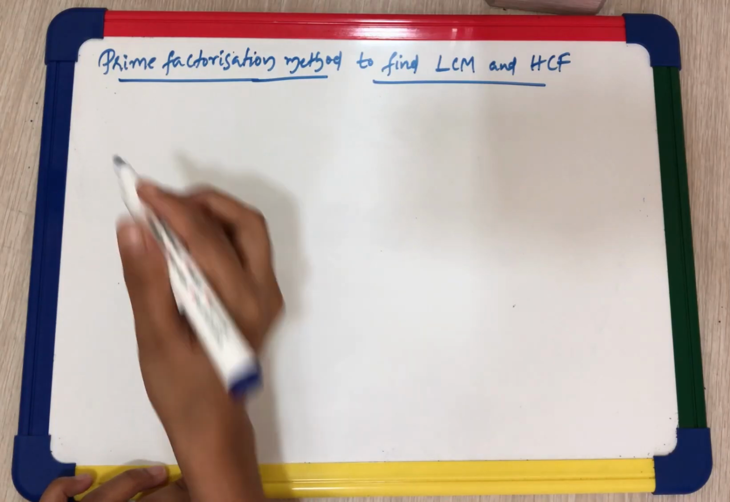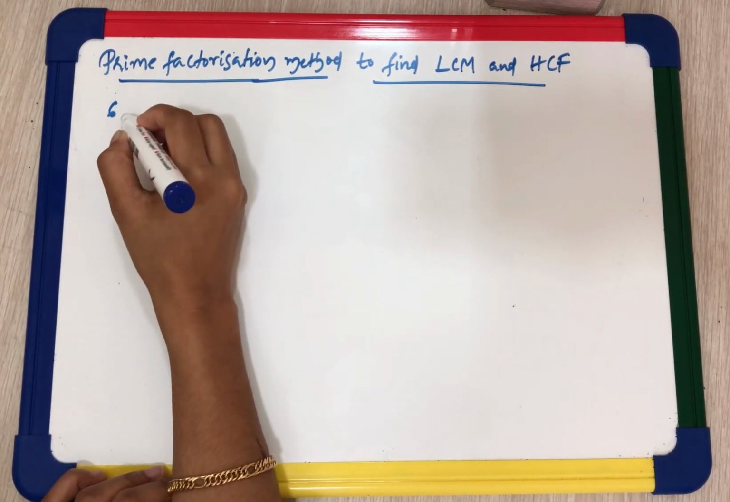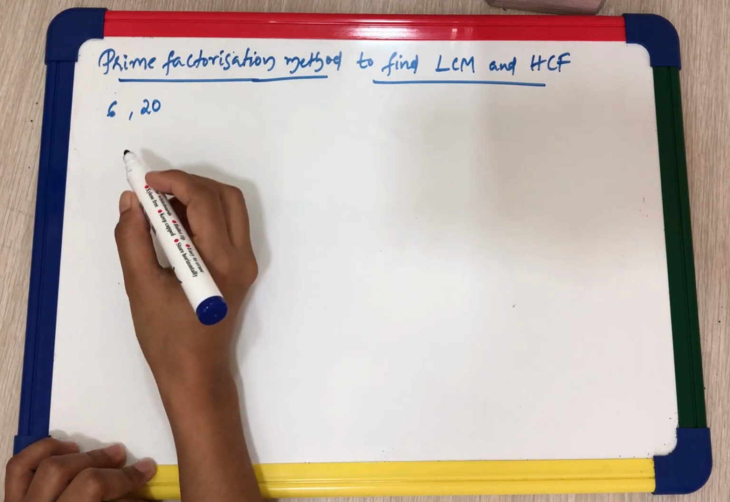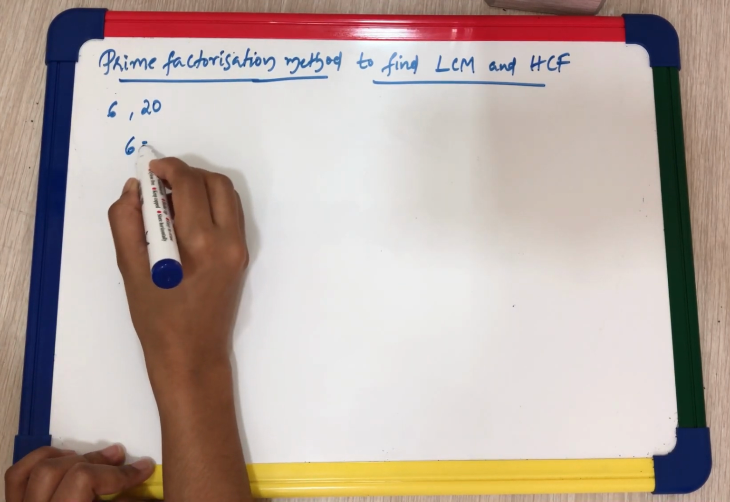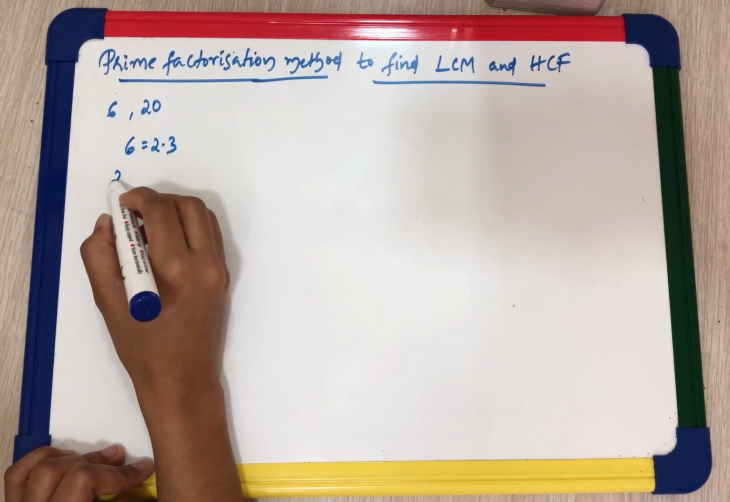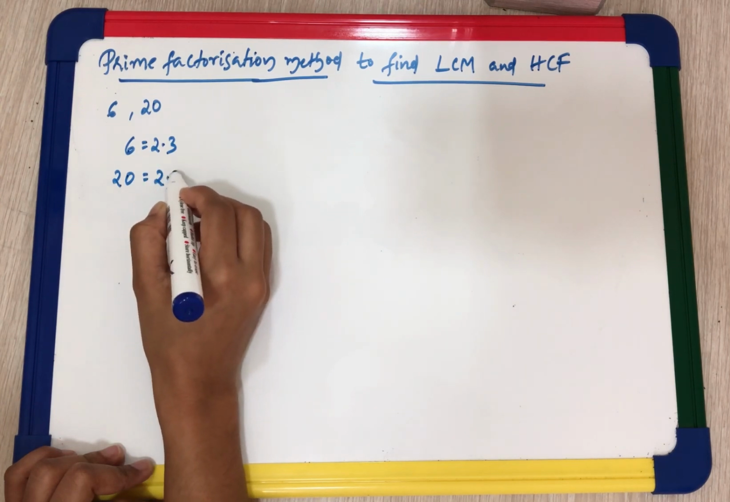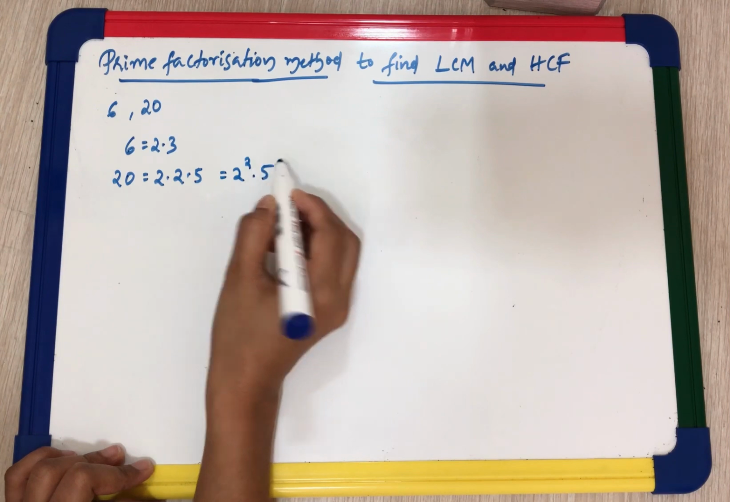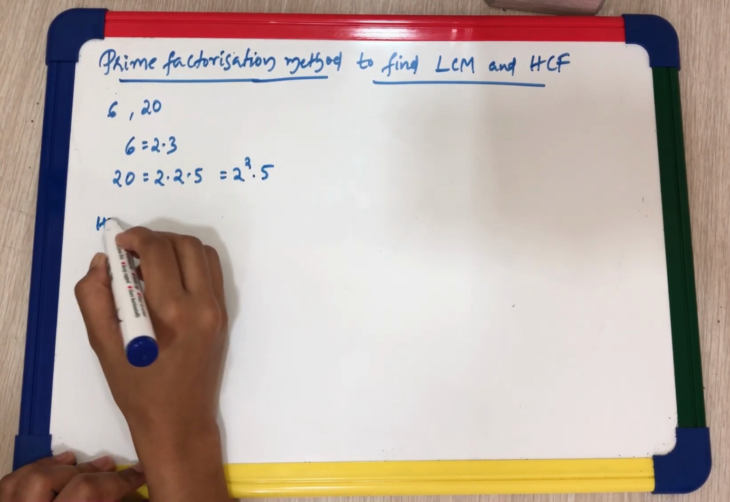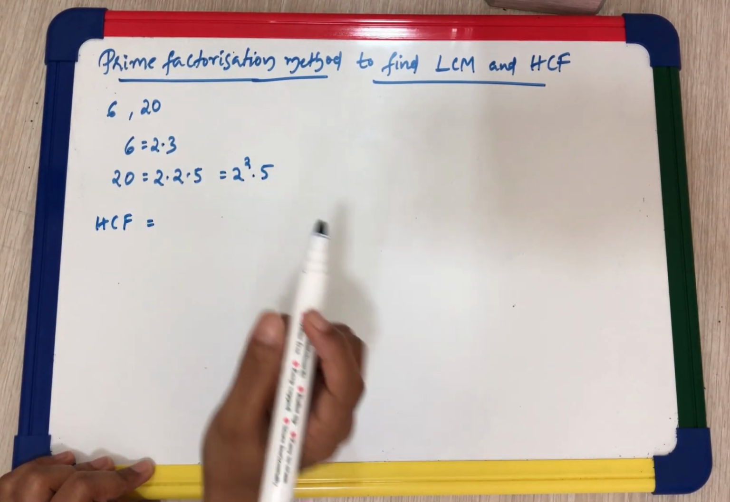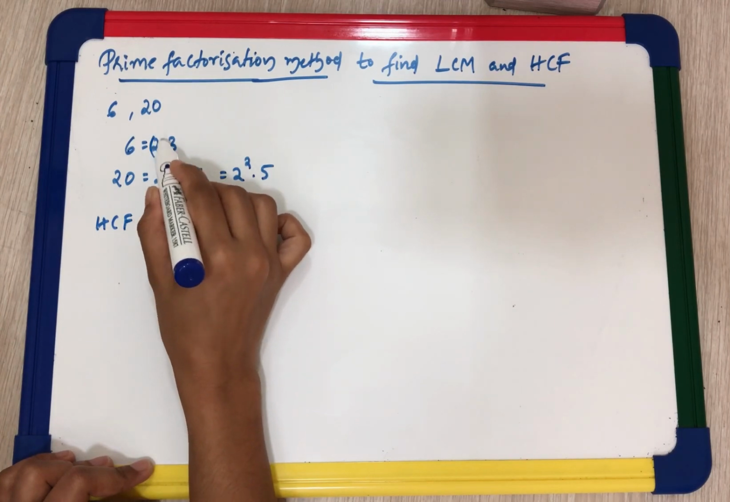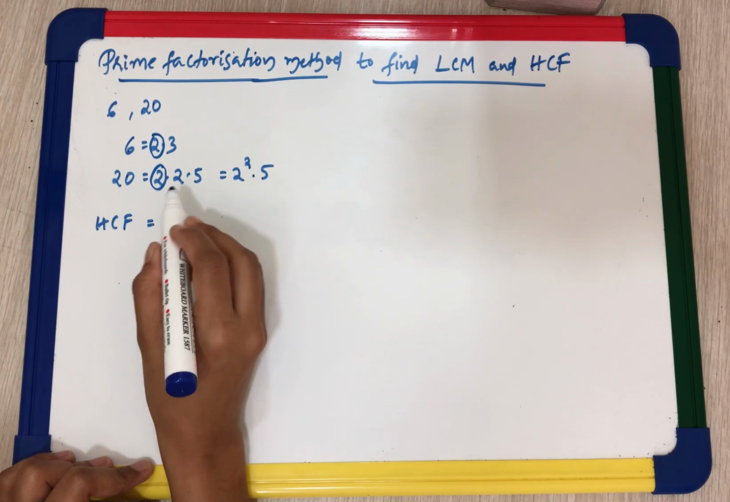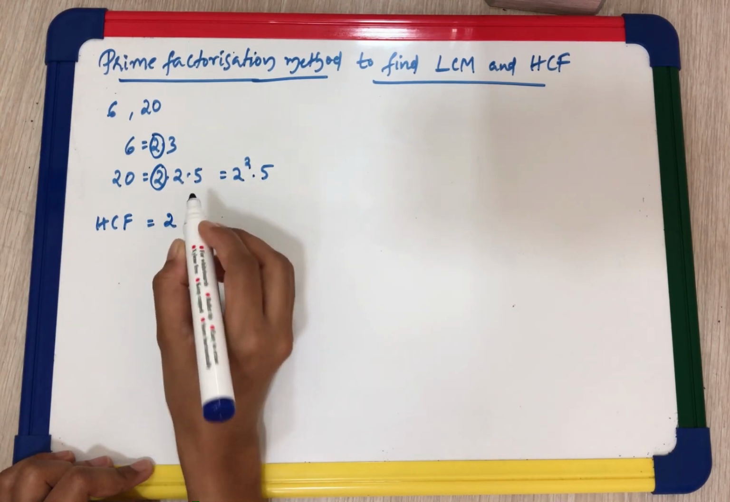Find the LCM and HCF of 6 and 20 by the prime factorization method. Now we can see the prime factorization of 6. 6 is equal to 2 into 3. 20 is equal to 2 into 2 into 5, that is 2 square into 5. HCF of 6 and 20: the common factor is 2 only. Therefore, the highest common factor is 2 itself.